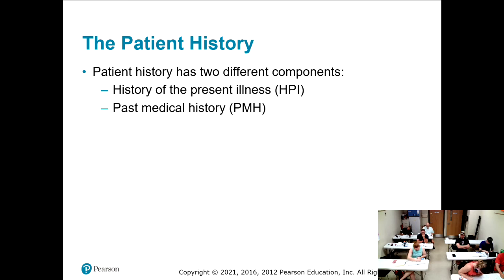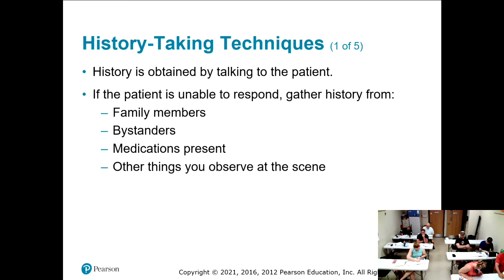History of present illness is what we're going to be looking for probably first. What is going on with the patient at this time? Usually this is where we're talking to the patient. Sometimes we might have to get it from the family depending on what happened, but our primary person that we're talking to is the patient. Family members and bystanders are great if they're there and the patient can't respond.